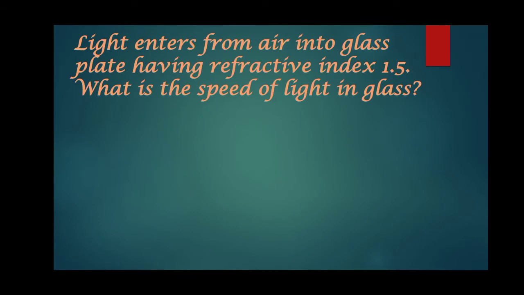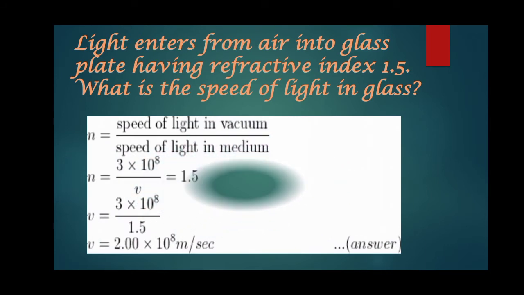Let's have a problem now. Light enters from air into a glass plate having refractive index 1.5. What is the speed of light in glass? We have refractive index n is equal to the speed of light in vacuum by the speed of light in medium. By substituting the values, n is equal to 3 into 10 raised to 8 by v is equal to 1.5. That is, v equals 3 into 10 raised to 8 by 1.5, which is equal to 2 into 10 raised to 8 meters per second.